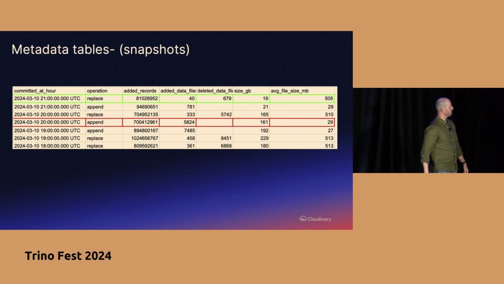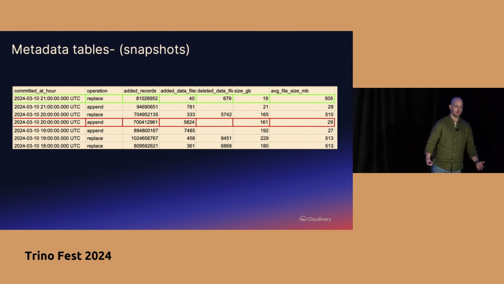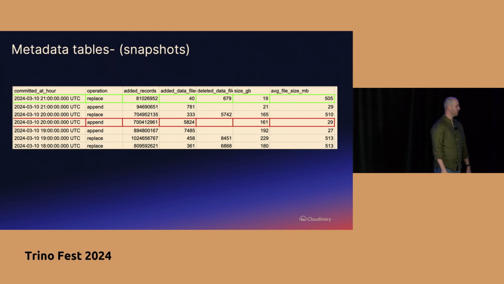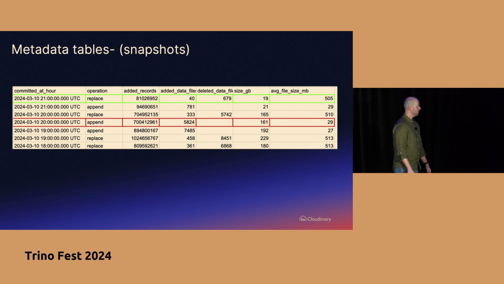If you look here, you can see in the red line the average file size was 29 megabytes. So it's really, really small, and it's time to run compaction. This table is really useful, because if you look under the green line, the compaction process ran on the table and optimized it, converting around 781 files into 40 files, and now the average file size is 500 megabytes. So you can understand what you need to do only by querying a single metadata table.